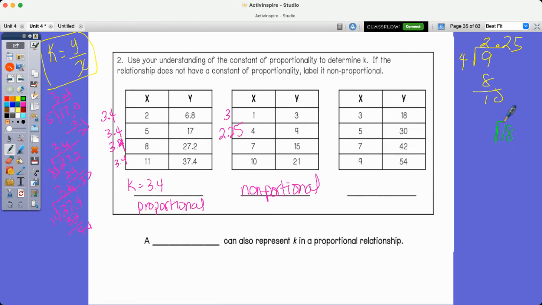Okay, so I do 18 divided by 3, and I get 6. I do 30 divided by 5, I get 6. I like this. 42 divided by 7 is 6. 54 divided by 9 is 6. So I have a K equal to 6. This is a proportional relationship. Okay, a fraction can also represent K in a proportional relationship. So we're going to go ahead and take a look at these.